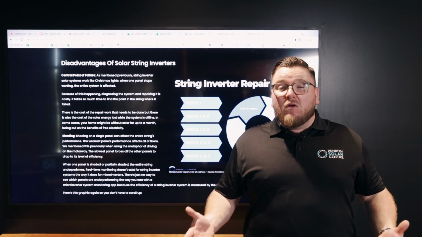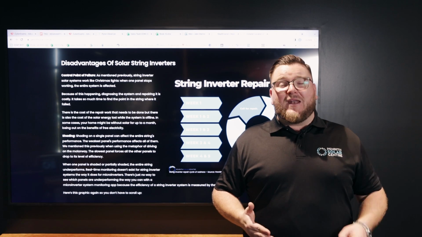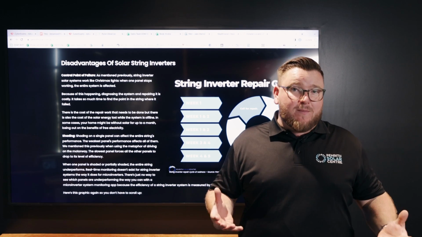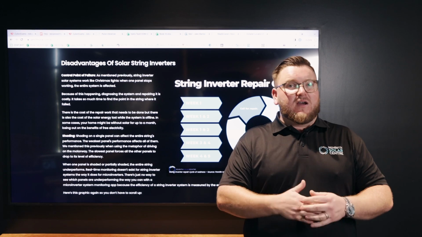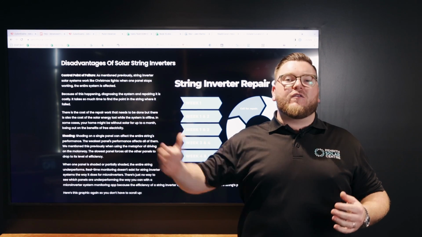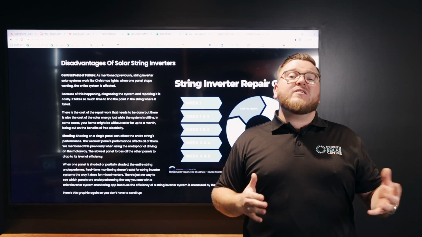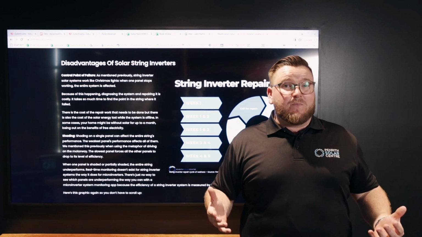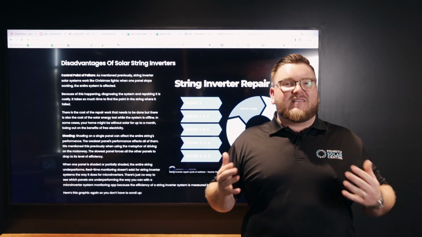Okay, now what are the disadvantages of a string system? Well, I've got a long list of disadvantages of a string system, and it formed part of my decision that I made when I moved Penrith Solar Center to a 100% microinverter only company. Now, here are some of the disadvantages of a string system. The biggest one, in my opinion, is safety.